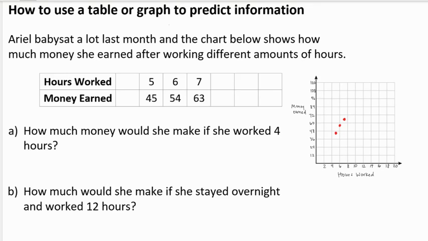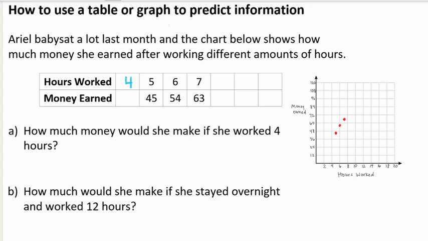In this video, we're going over how to use a table or graph to predict information. So our problem is Ariel babysat a lot last month, and the chart below shows how much money she earned after working different amounts of hours. So after 5 hours, she made $45, after 6 hours, $54, and after 7 hours, $63. And A says how much money would she make if she worked 4 hours.